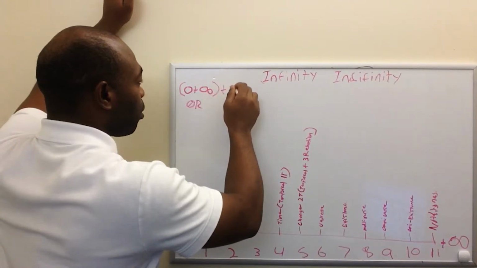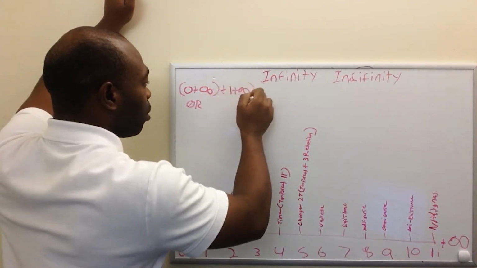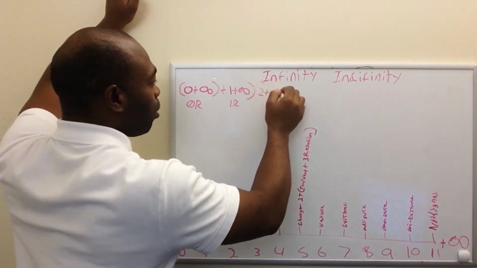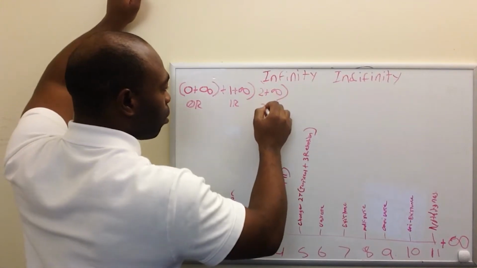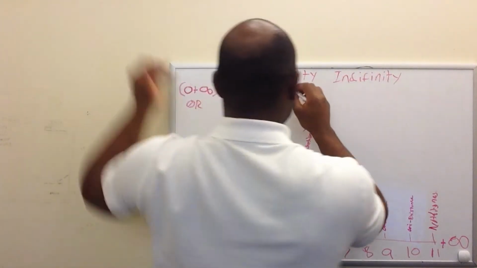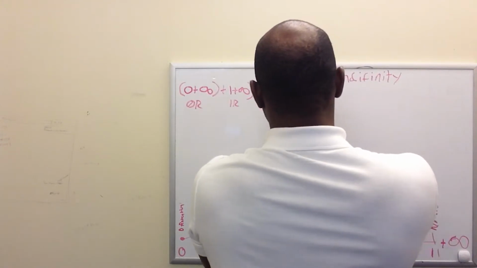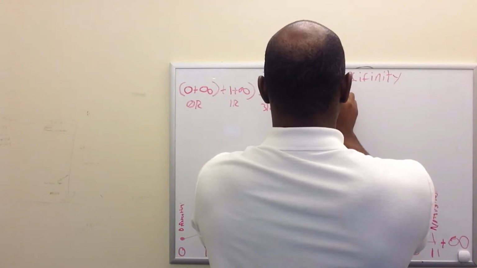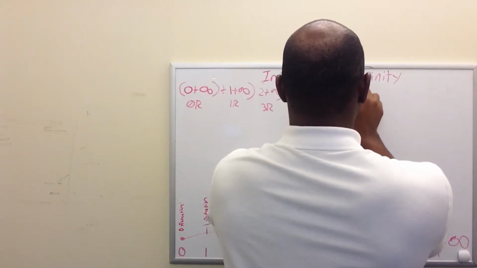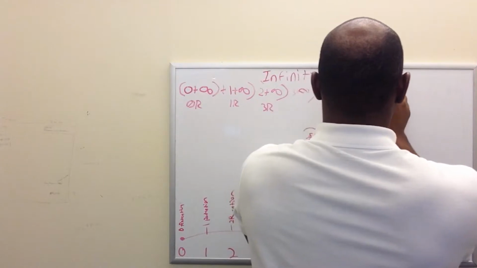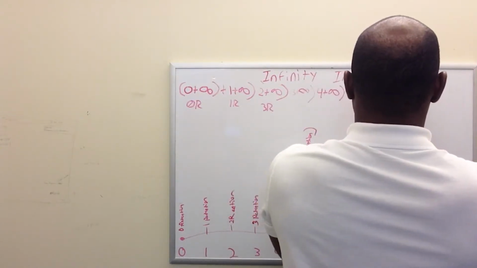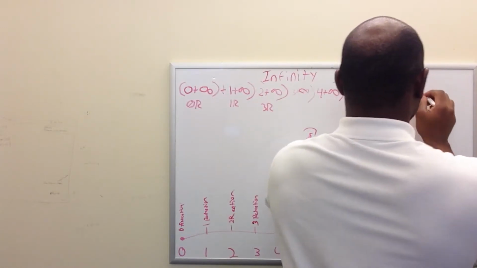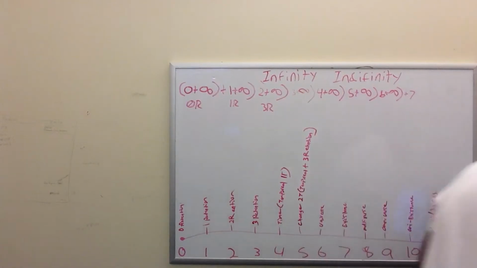1 plus infinity, and this one's going to be 1R, and then I'll do 2 plus infinity, and then this is 3R, and I'm going to quickly run out of room, and then we'll do 3, and then we'll do 4, and then we'll do 5, and we'll do 6, 7. I'm running out of room.